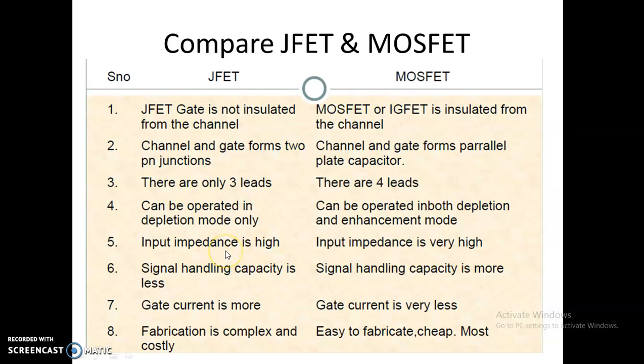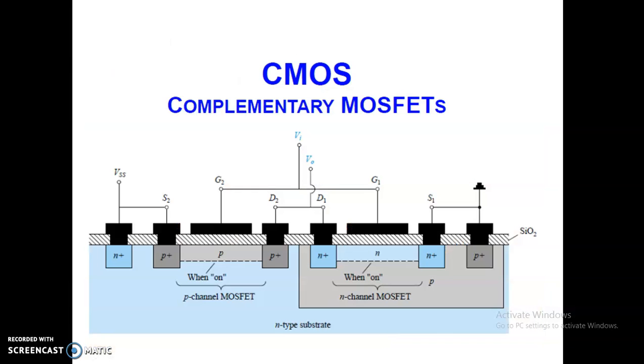The input impedance is high in JFET. Input impedance is very high in MOSFET. Signal handling capacity is less in JFET. Signal handling capacity is more in MOSFET. In JFET, gate current is more. Here, in MOSFET, gate current is very less. In JFET, fabrication is complex and costly. In the MOSFET, fabrication is very easy and very cheap. So these are the comparisons.